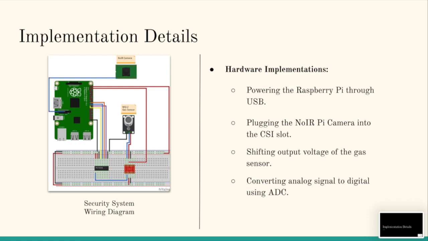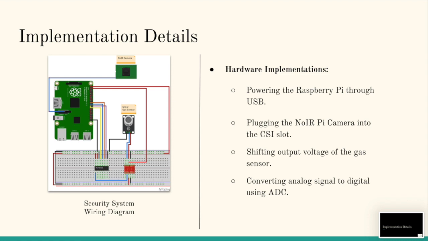However, the one component that did require a little more labor to implement was the MQ2 gas sensor, because the gas sensor has an input voltage of 5 volts, and because it outputs an analog signal, it would be outputting an analog signal from 0 to 5 volts. We can't really do this because if it's anything above 3.3 or if it hits 5 volts, it would damage the Raspberry Pi.